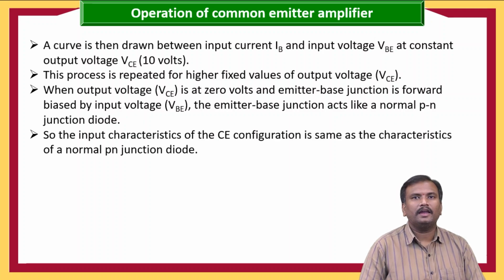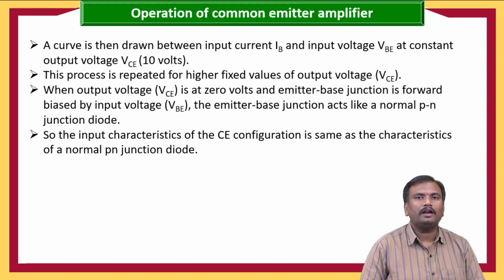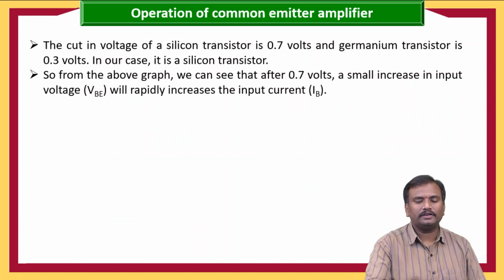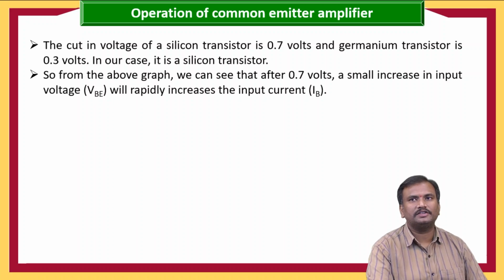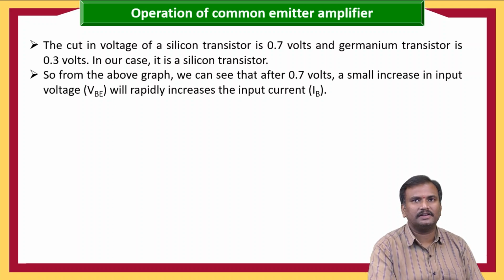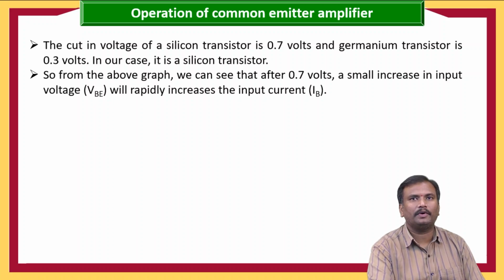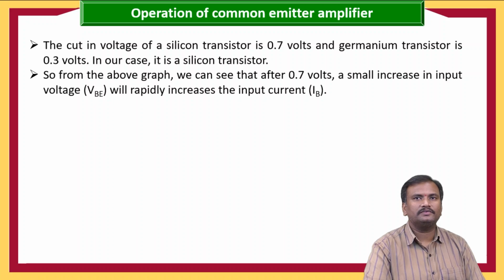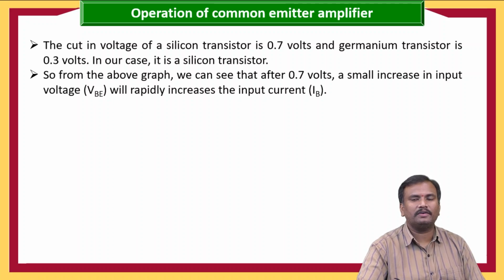And here the input characteristics of common emitter configuration is similar to the normal PN junction diode characteristics. Here the cut-in voltage of silicon transistor is 0.7 volts and the germanium transistor is 0.3 volts. In our case it is a silicon transistor. So we are having the cut-in voltage of 0.7 volts. That's why after 0.7 volts only the current is increasing.